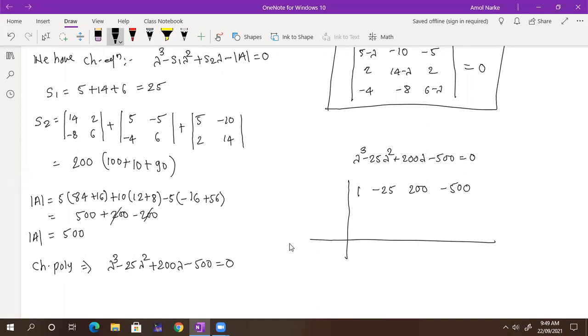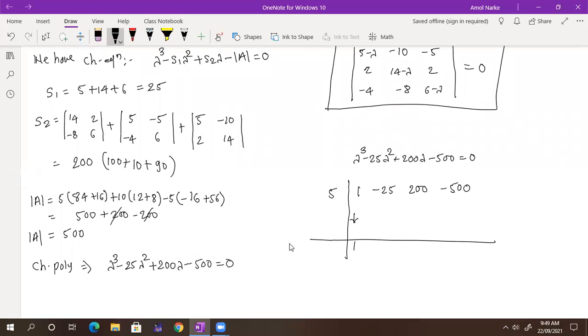So let's check. You can randomly start from 1, minus 1, 2, minus 2, 3, minus 3, 4, like that. I can take directly 5. Why 5? Because the numbers are divisible by 5, and 10 also. You can take 5 or 10. Just try. Synthetic division is a trial and error method. It may happen that 5 is the root, or it may happen that 5 is not a root. So we'll check with 5 first.